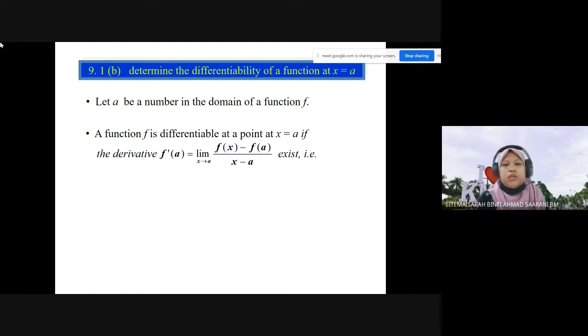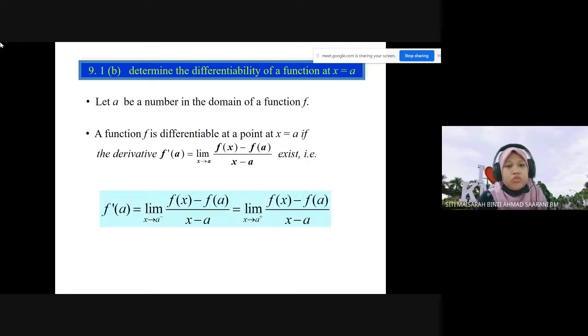Okay. Macam mana nak tahu dia exist ataupun tidak? How to identify whether f prime a exists? Okay, so f prime a equals to limit x approach a from left is equal to limit x approach a from right. So for this case, kalau kiri dan kanan dia sama, right hand limit and left hand limit is similar. So then f prime a exists. So this is called as differentiability of function at x equals to a. So syarat dia limit sebelah kiri.